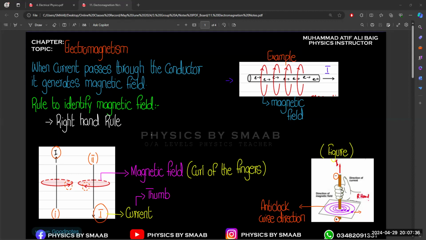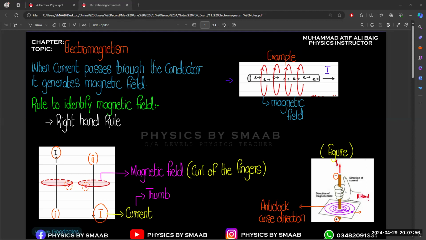Okay, so in electromagnetism, we discuss this right hand grip rule. This is the very first idea: when electric current passes through the conductor, it will generate a magnetic field around it. So this is a general concept, the first concept related to electromagnetism.